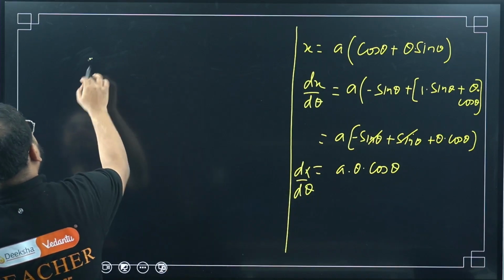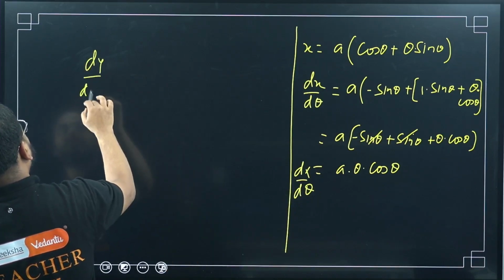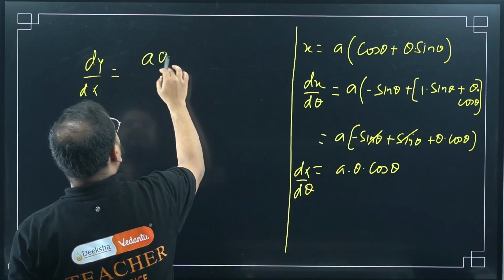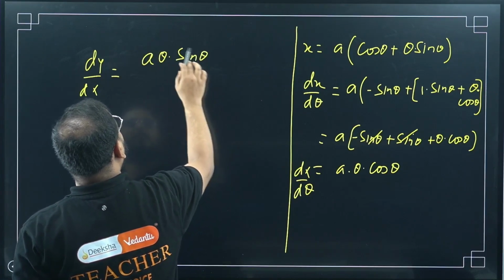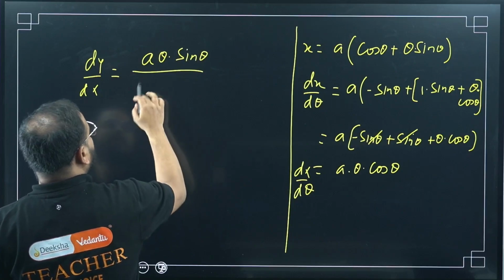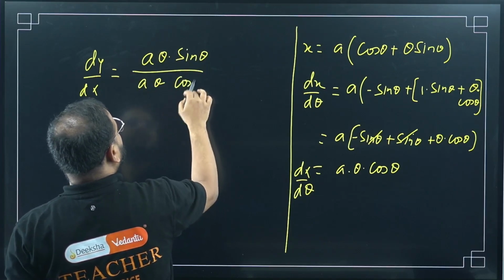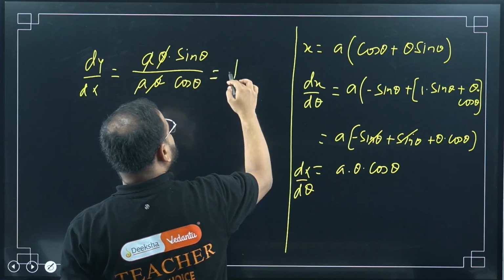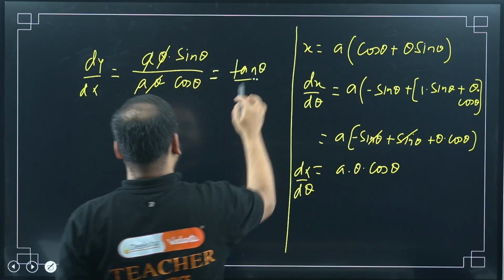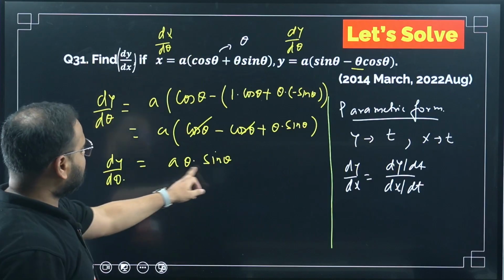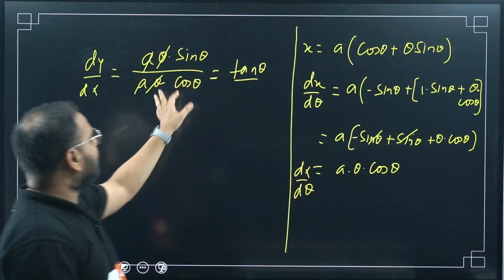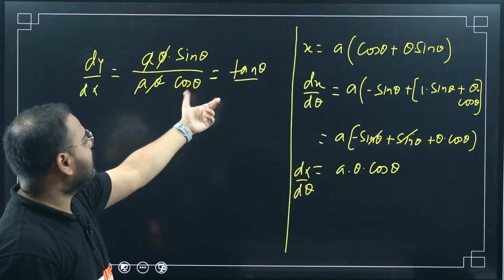dy by dx. How much is dy? dy was a theta sin theta, if you remember, and dx is a theta cos theta. How much is that? Sin by cos, which is tan theta. Please check here. a theta sin theta is my dy by d theta, and this is a theta cos theta, and divide them to get the ratio as tan theta.